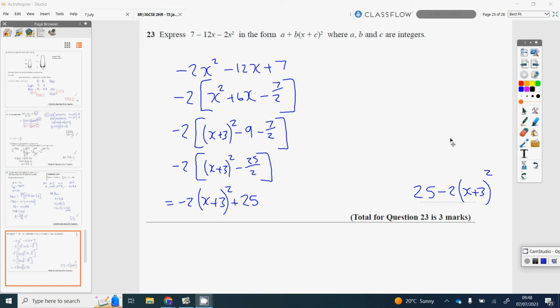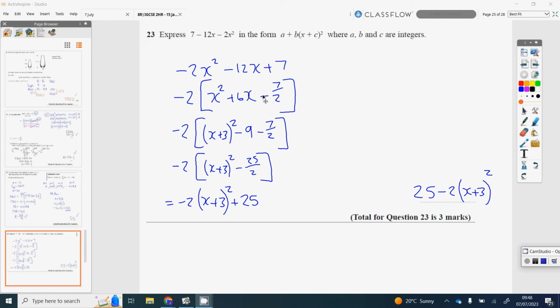Question 23. Here I'm going to have to complete the square. So I've started off just by writing it in the more common format. So my x squareds first, then my x's, then my normal number. Now, in order to complete the square, you need to have a single x squared. So I've factorized taking out the minus 2. Just check you're okay with that. Minus 2 times that is this. Minus 2 times 6x is minus 12x. Minus 2 times minus 7 over 2 gives me my plus 7.